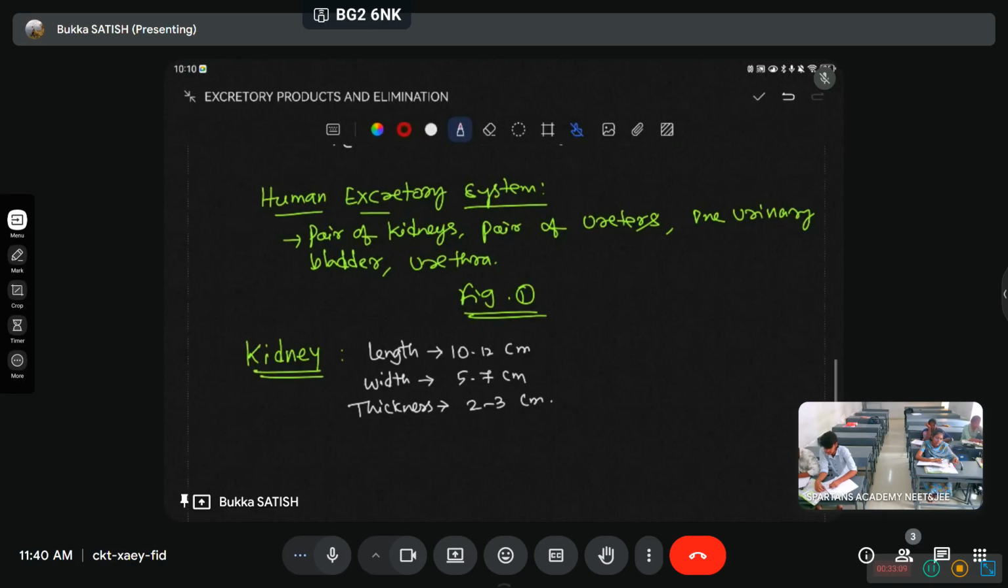Now, just to remember, I'm giving you this because there are many numbers to remember in 11th and 12th. Take 2, double this, nearly 5, double 5, 10. So 2, 5, 10: 2 to 3 is thickness, 5 to 7 is width, length is 10 to 12. Just to remember easily. Next, weight. The weight of each kidney is some 120 to 170 grams.